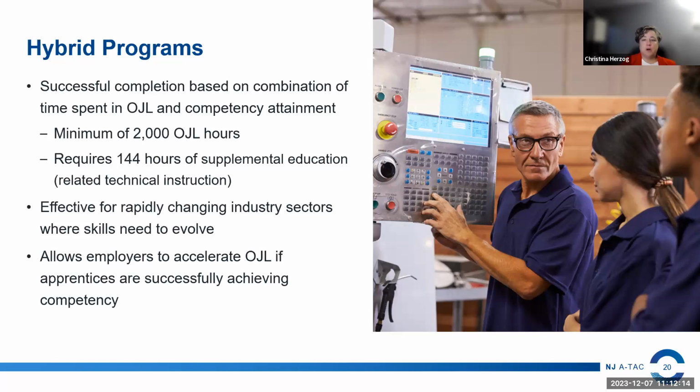Hybrid programs are also useful for occupations and industry sectors that are rapidly changing and in which the skills needed continue to evolve over time. They allow employers to accelerate the on-the-job learning if the apprentice is successfully attaining competencies. But it still provides a level of oversight to ensure that apprentices are spending the time necessary to really learn those required skills.